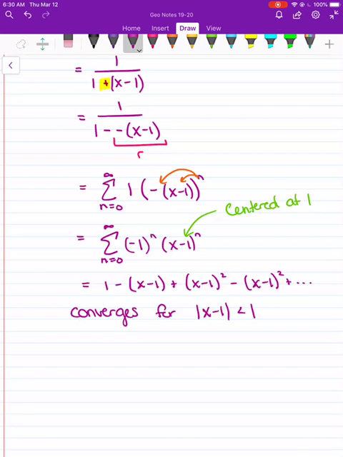My radius of convergence is 1, and it's centered at 1, so my interval of convergence is going to be from 0 to 2.